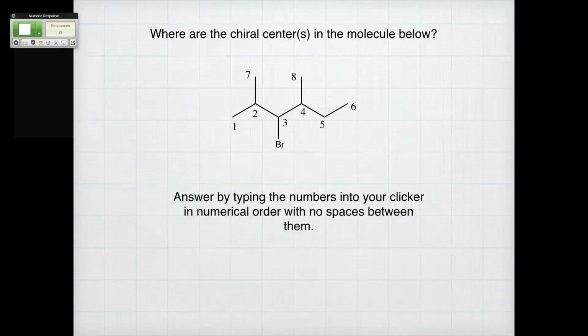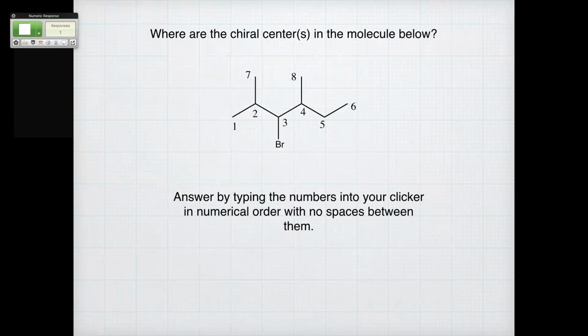Numeric response. Okay, so what you're going to do is you're going to put numbers into your deal. I numbered every carbon up there. If you think that there is only one chiral center, you will just put that number in. If you think there's two chiral centers, you'll put two numbers in and put them in numerical order. If you think there's three, you will put three numbers in your clicker in numerical order. If you think there are 8 chiral centers, you will put 8 numbers in your clicker in numerical order.